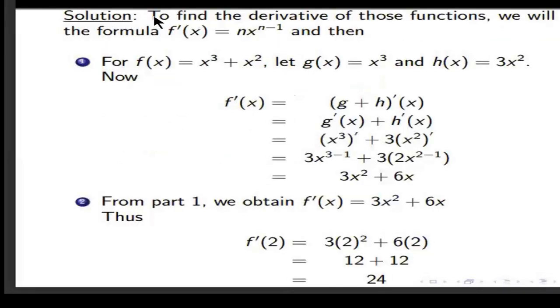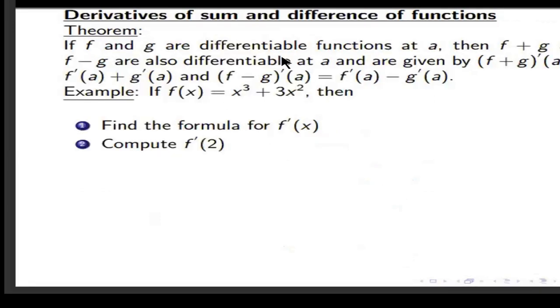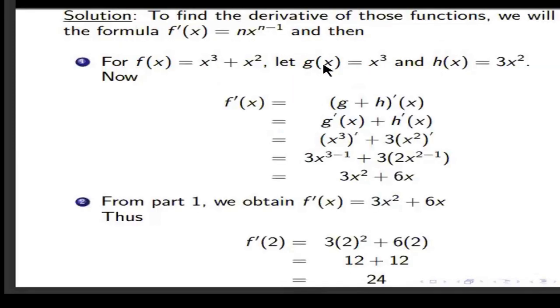So the solution is here. To find the derivative of this function, we will use f prime at x is equal to n times x to the power of n minus 1. And then for f of x is equal to, in particular, x cubed plus x squared. Okay, f of x is equal to x cubed plus x squared.